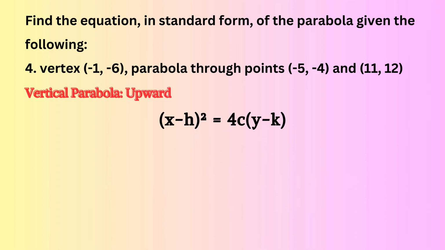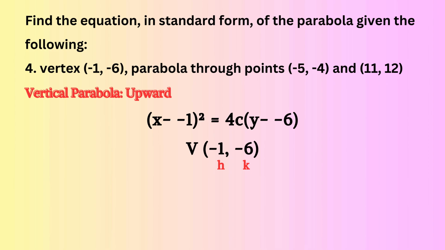So we will use this equation for this given. Substituting the h and k of the vertex, we will have (x - (-1))² = 4c(y - (-6)), or (x + 1)² = 4c(y + 6). Now what about c? We don't have the focus or directrix to determine the focal length. What we can do here is to substitute any point on the parabola to the x and y variables of our equation to solve for c.